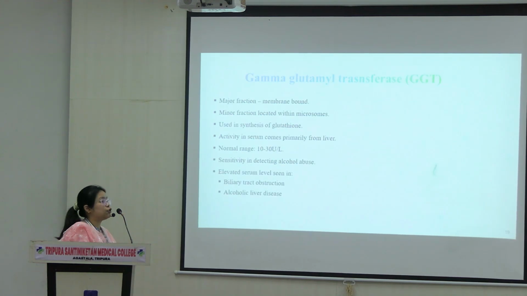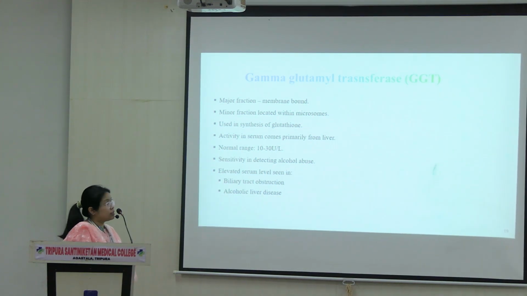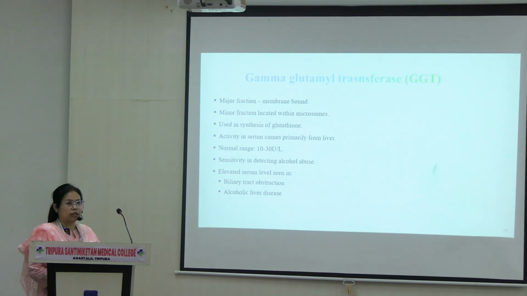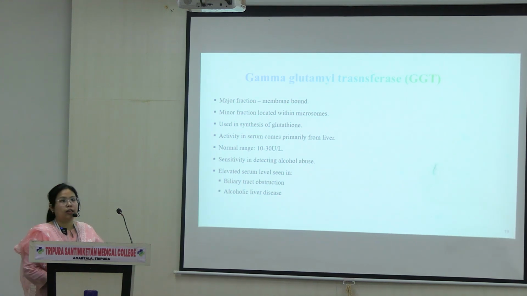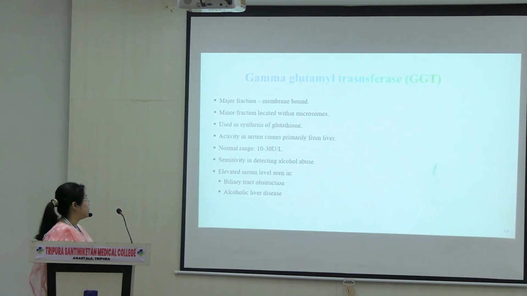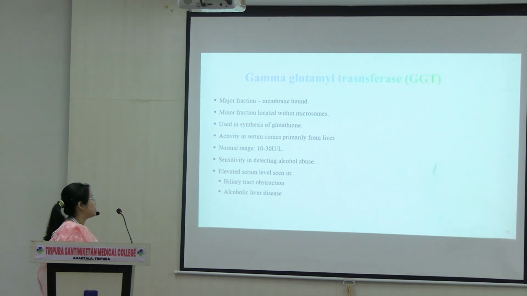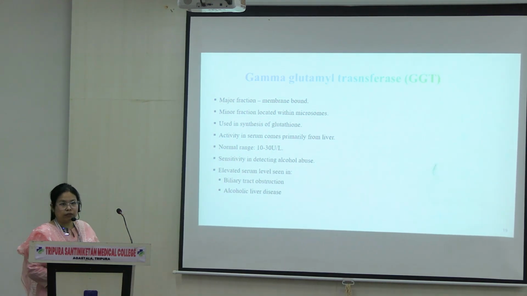Other than that, we have GGT or gamma glutamyl transferase. So this is used in the formation of glutathione in antioxidant defense classes. We'll read more about that. So it is very sensitive in detecting alcohol abuse. I think in my first class also I have talked about it. Other than alcohol abuse or alcohol liver disease, it is also seen raised in biliary tract obstruction. So ALP भी raise करता है when there is obstruction, GGT भी raise करता है when there is obstruction.